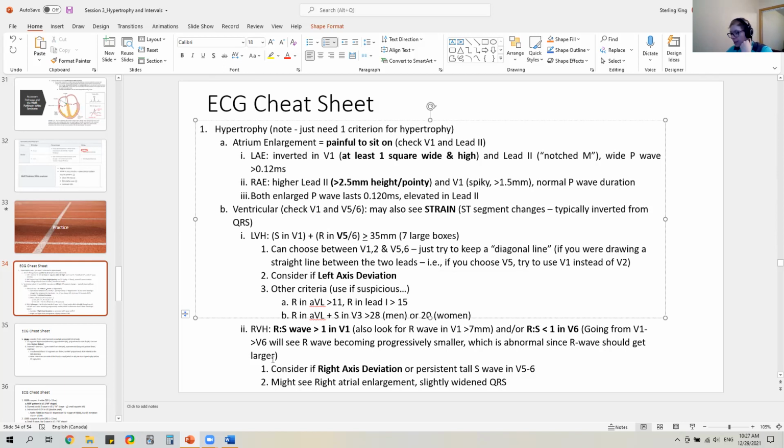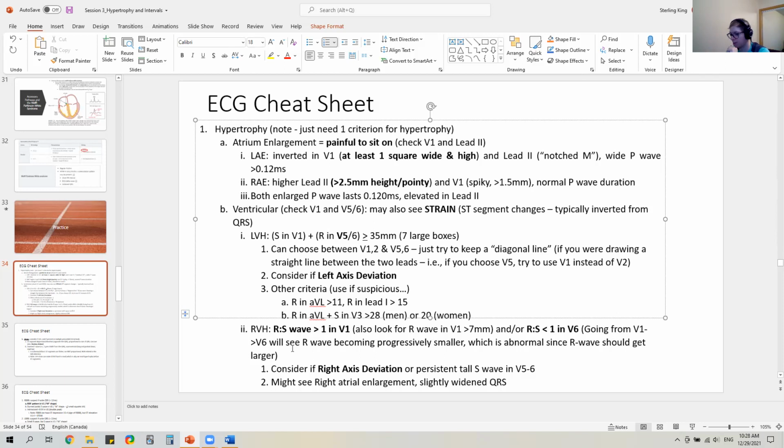And then right ventricular hypertrophy, you're looking for the R wave being a lot bigger in V1 than the S wave, so R greater than S. You can also see if the R wave is bigger than 7 millimeters in V1. Generally, you're just looking for the ratios. If you see a really big R wave in V1, that should already tell you this is different. And on top of that, if you see an S wave, so R less than S in V6, so you still see a reasonably sized S wave, then you're thinking this is right ventricular hypertrophy.